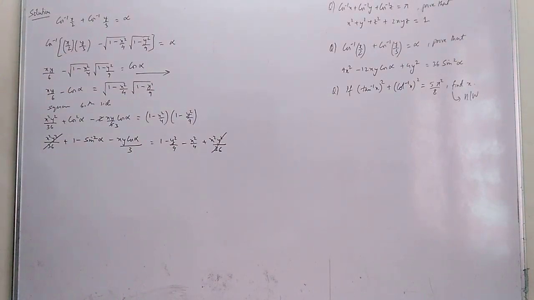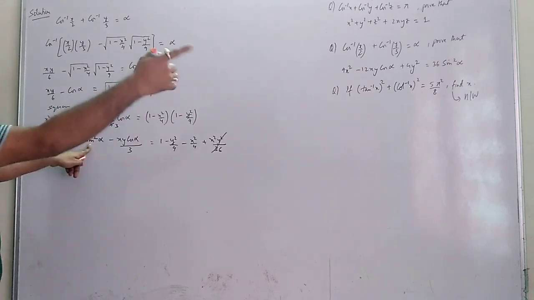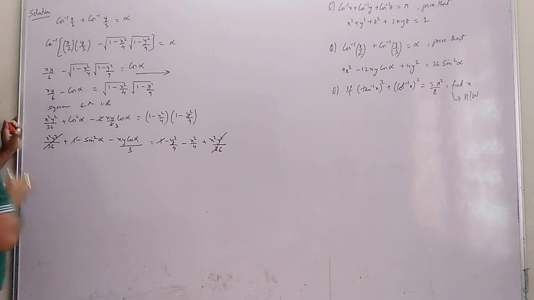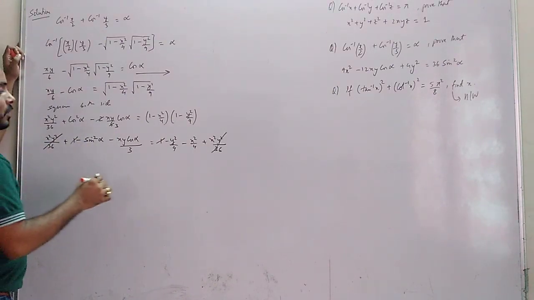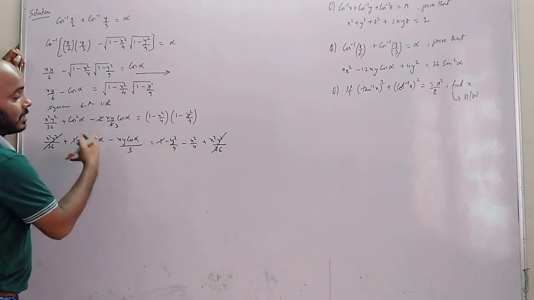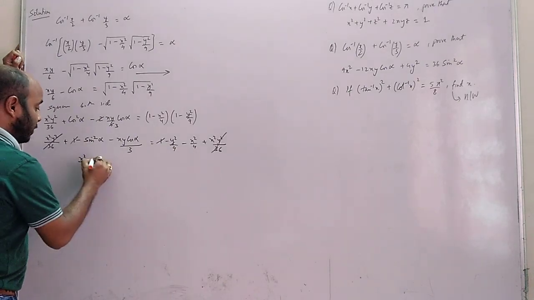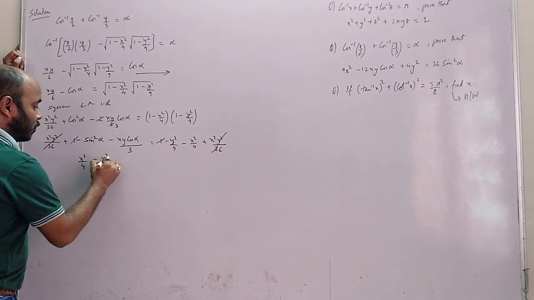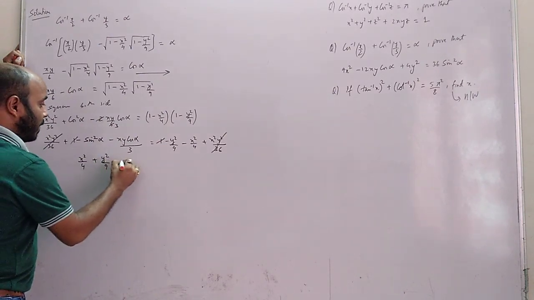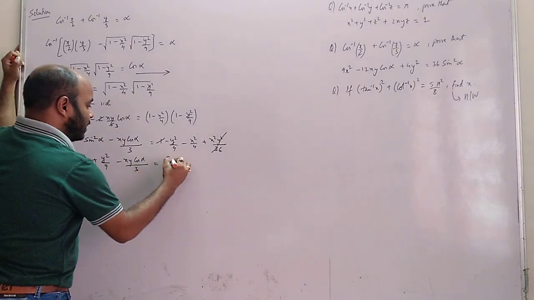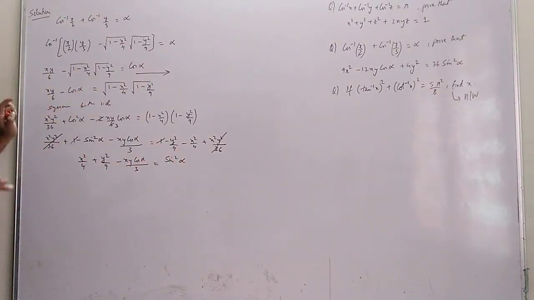Understood? Now what we need to do? Sin square alpha term in one side. So shift this sin square alpha to one side. See, 1 is also cancelling out. So I'm shifting sin square alpha to one side and the rest to the other side. So this minus x square by 4 will come this side and become plus, this y square term will come this side and become plus, minus xy cos alpha by 3 equals sin square alpha. Done, sin square alpha on one side, everything else on this side.